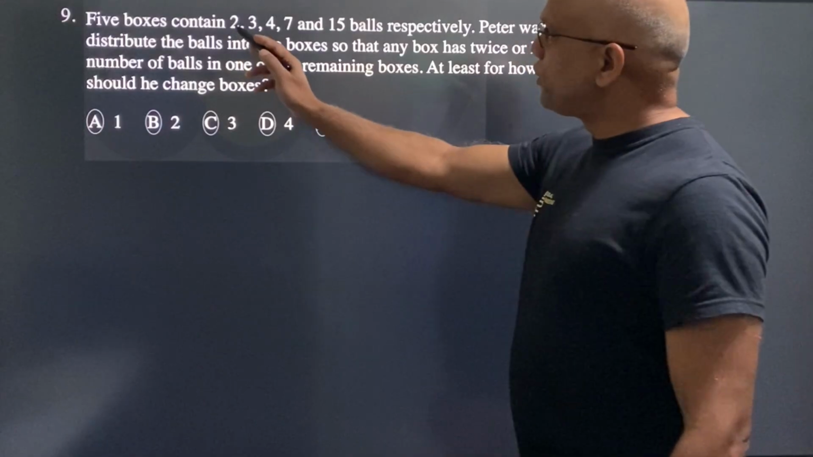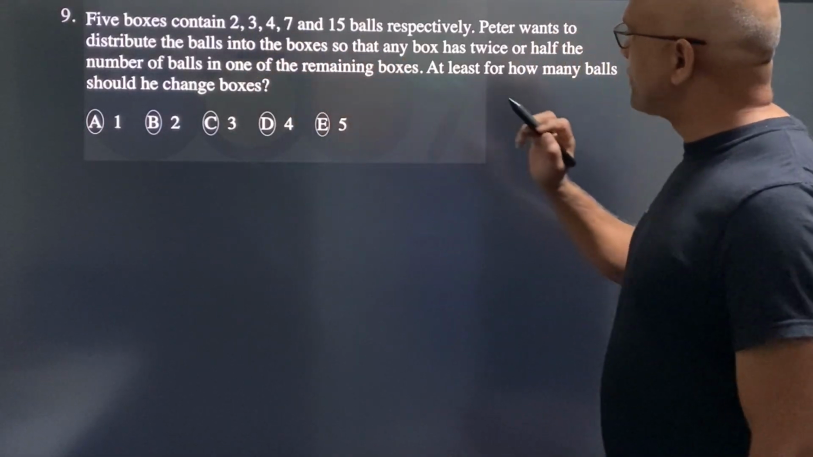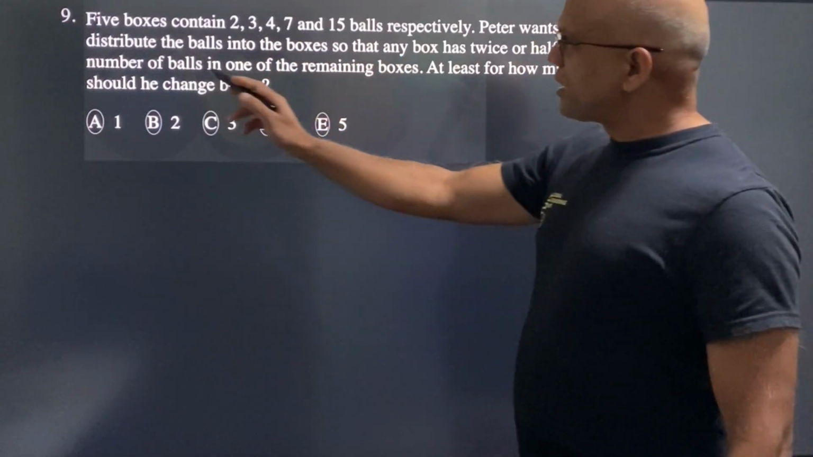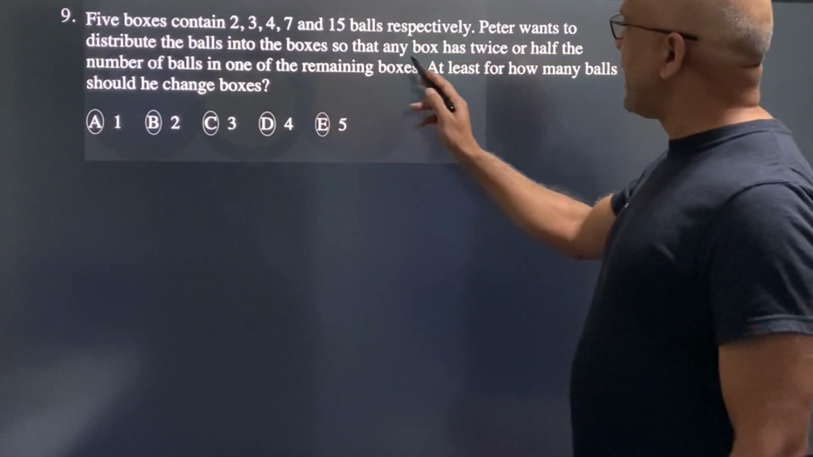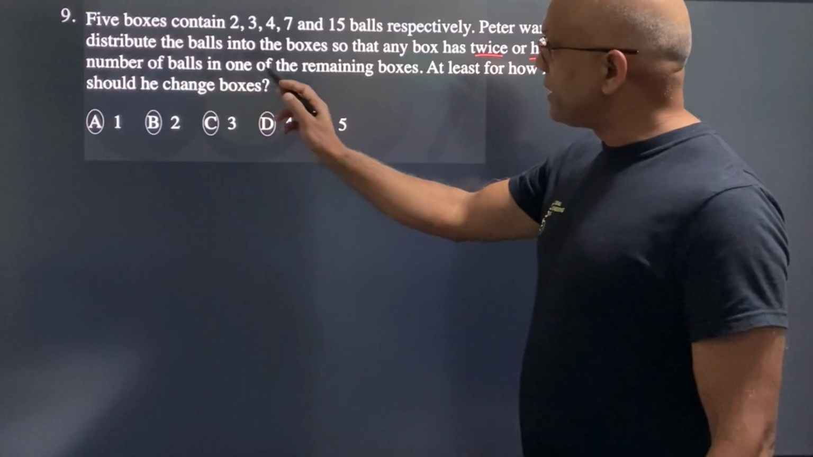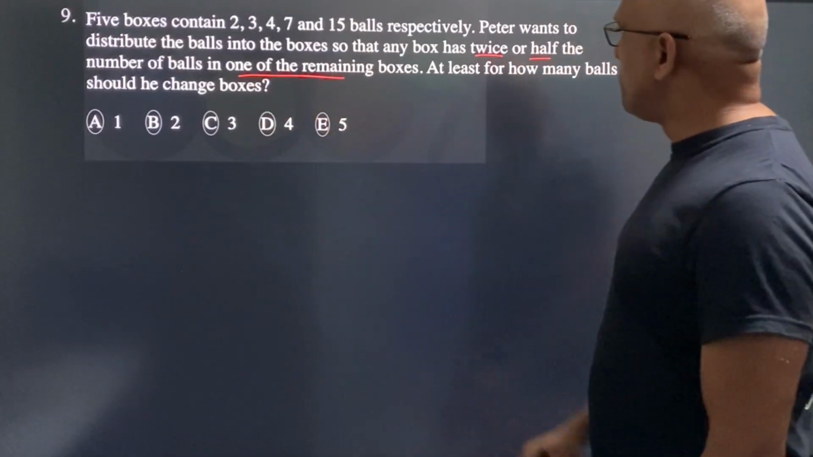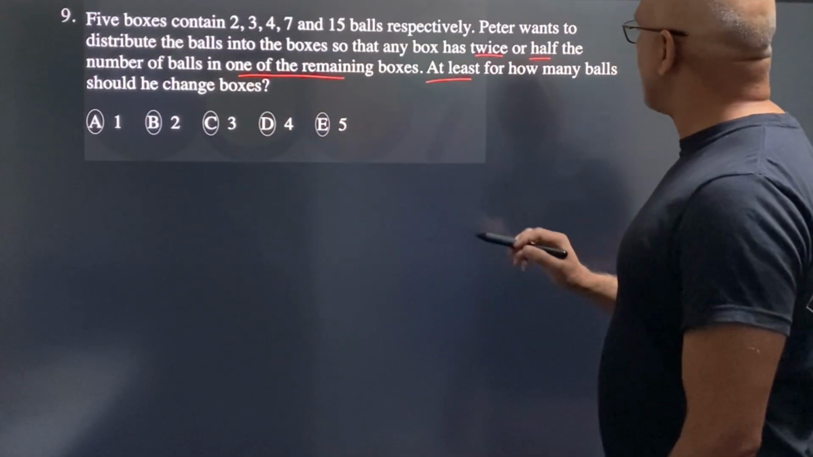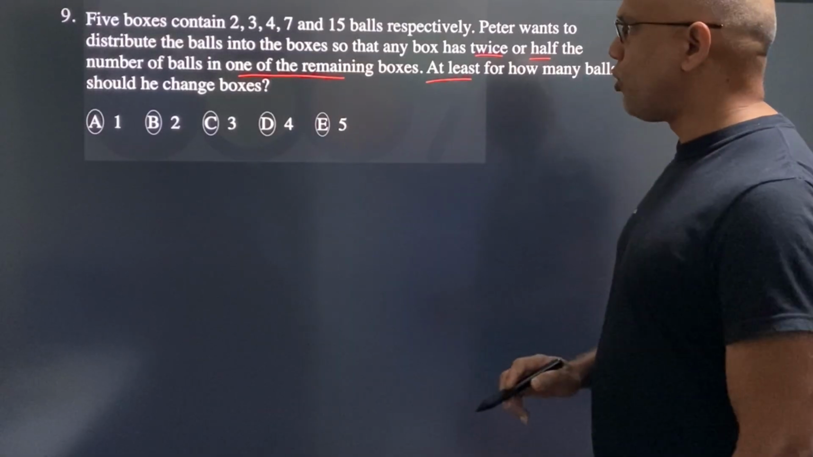5 boxes contain 2, 3, 4, 7 and 15 balls respectively. Peter wants to distribute the balls into the boxes so that any box has twice or half the number of balls in one of the remaining boxes. At least for how many balls should he change boxes?